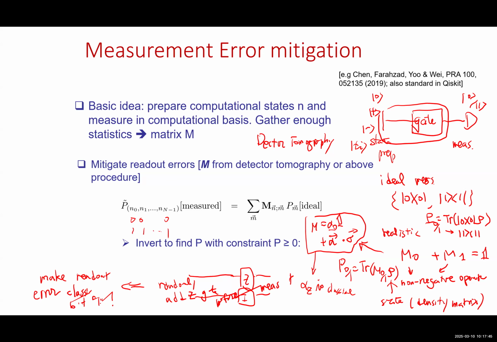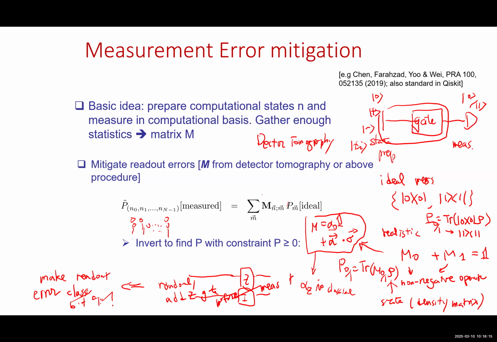You prepare these and then measure them separately. Okay, 0, 1, and see what's the output. For example, this could be this. And you measure the probability of obtaining the outcome. And you get a matrix. So you know the probability that you measured. You don't know the ideal, but you know the matrix.